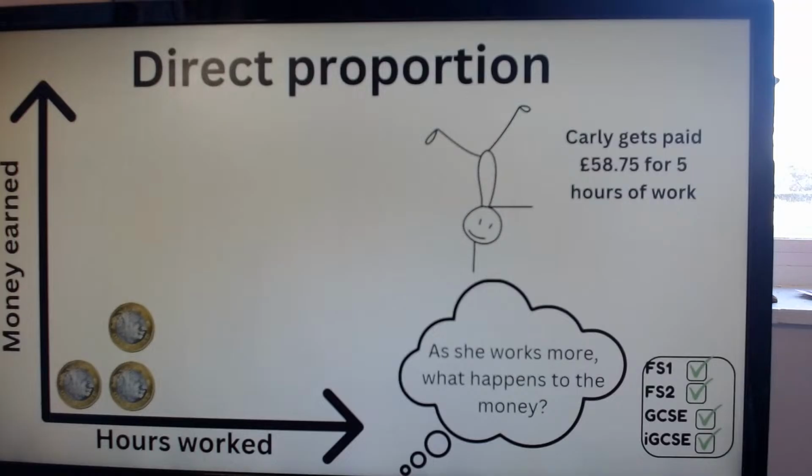There was a really good way somebody explained it on Facebook. I can't remember the exact words that somebody used, and it was really good, and I really liked it. But it's gone from my brain now. But essentially, she's being paid per hour. So the more hours she works, the more money she's going to earn. So that graph is going to go up.